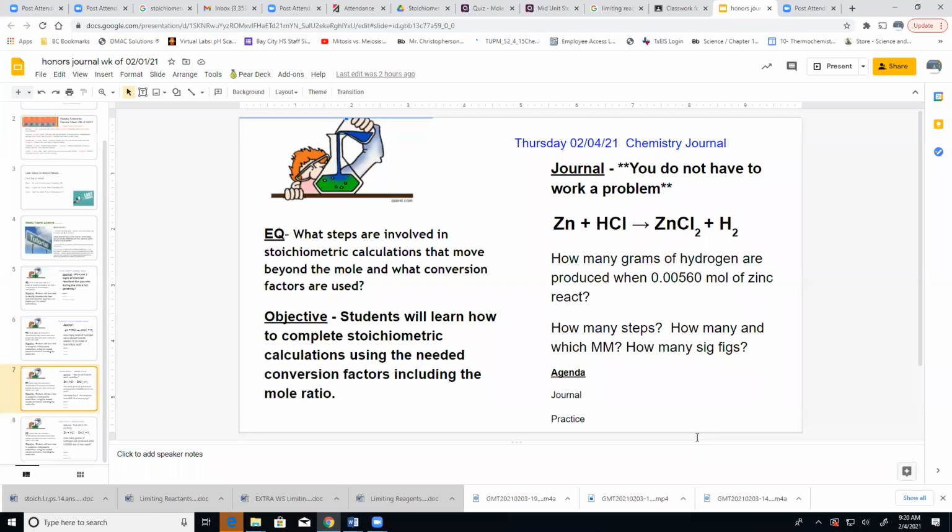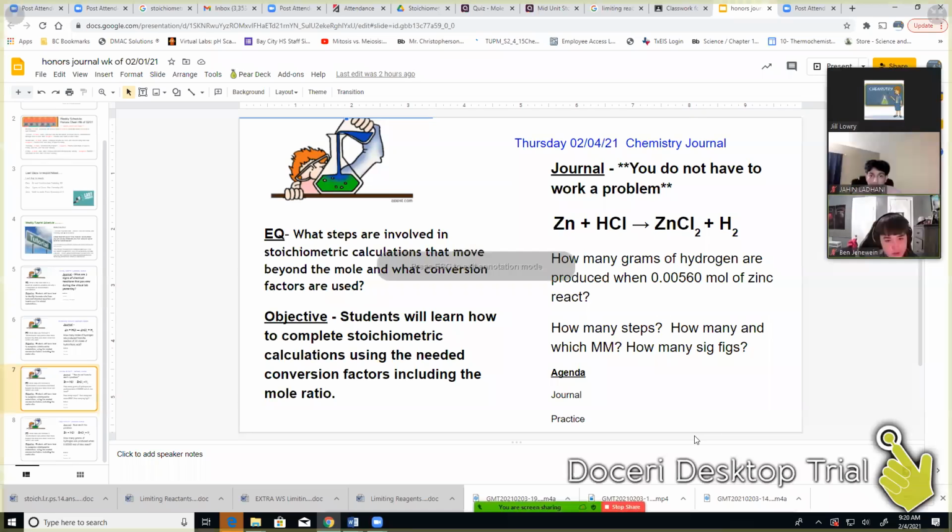All right, so how many grams of hydrogen are produced when we have that many moles of zinc? So how many steps is this one going to be? 3 steps. 3 steps because this is a mole to gram. So that's 3 steps. Whether it's mole to gram or gram to mole, it's going to be 3 steps.